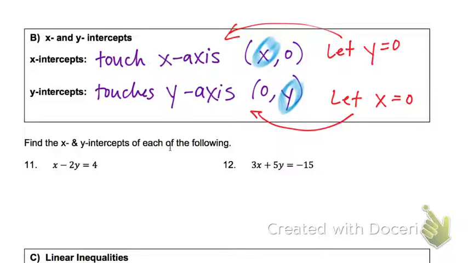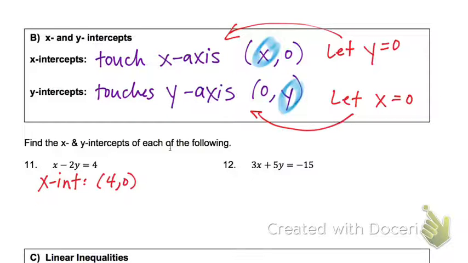So for number 11, I want to find the x and the y-intercepts. To find the x-intercept, I'm going to set y equal to 0. So x minus 0 equals 4. So my x-intercept would be at 4, comma 0. And in fact, I'm going to encourage you to just do it all in your head instead of having to write out all the work. Just makes more sense.